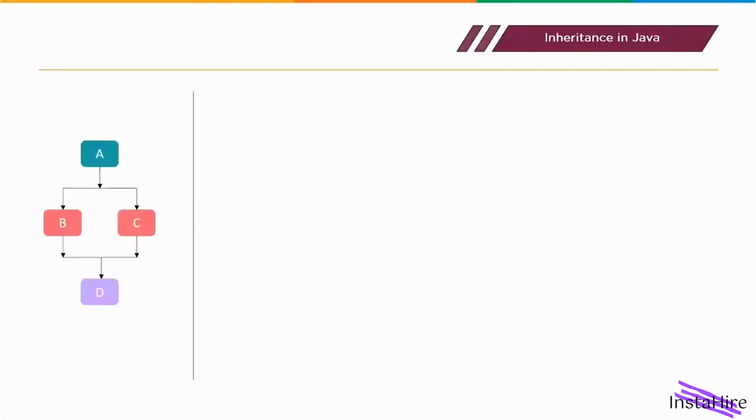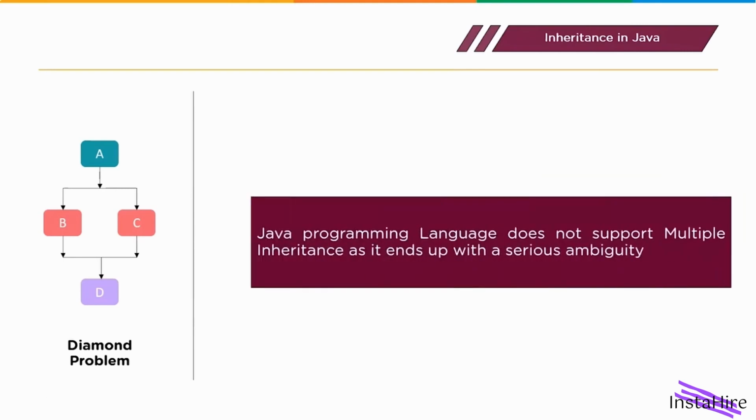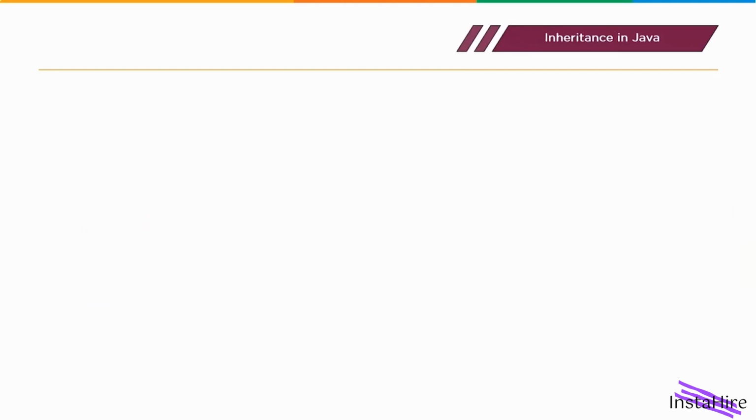Now let's continue with the next type of inheritance, which is basically not possible in Java, that is the multiple inheritance. In other words, it's also called as the diamond problem. In Java, we do not have the support for multiple inheritance, as it ends up as a serious ambiguity. To resolve this issue, we have interfaces.